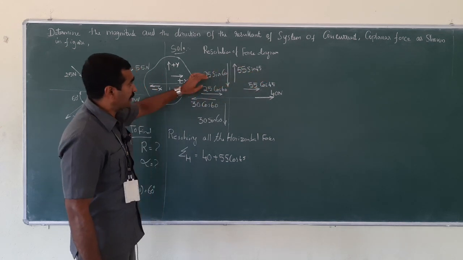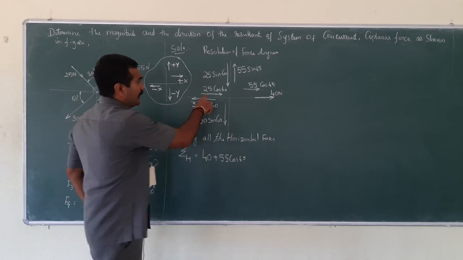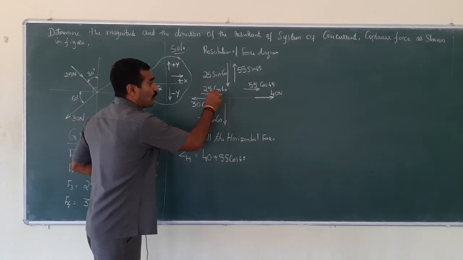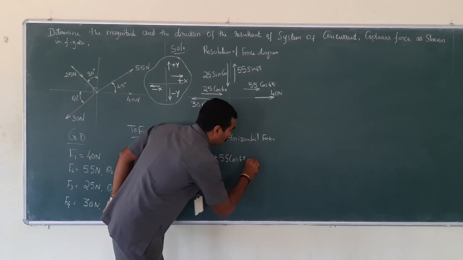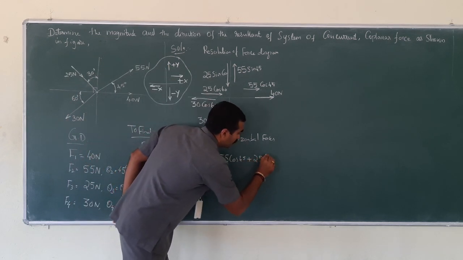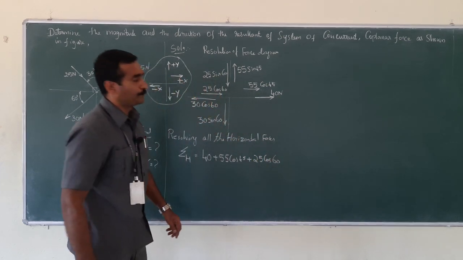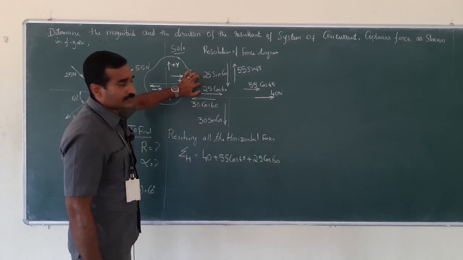Let me just move to the second quadrant, wherein I have a force which is facing towards the positive x direction. Look at here, towards right. Towards right is in the sense positive sign. Therefore plus 25 cos 60 degree. Right. Then is there any forces in the second quadrant?